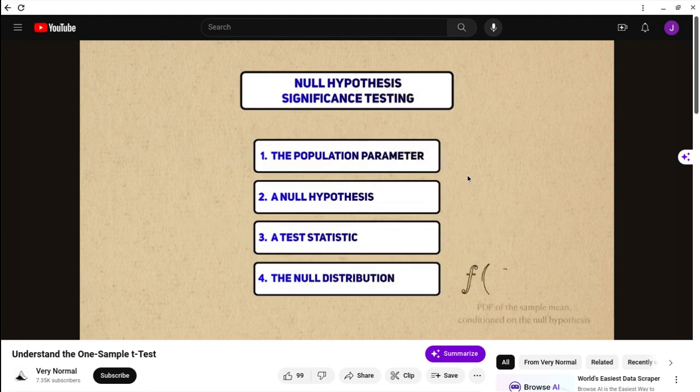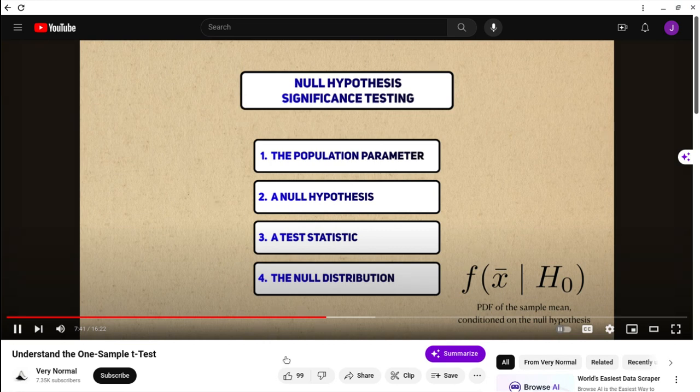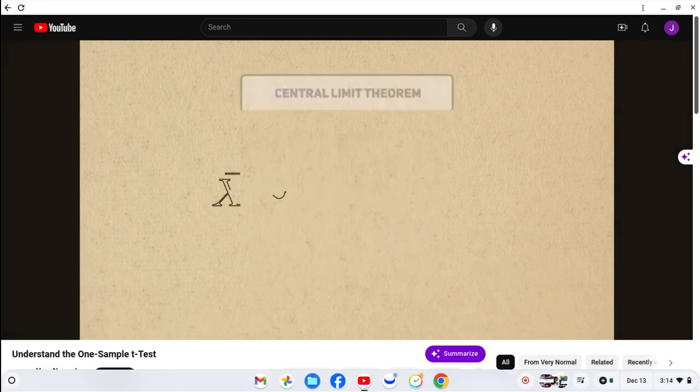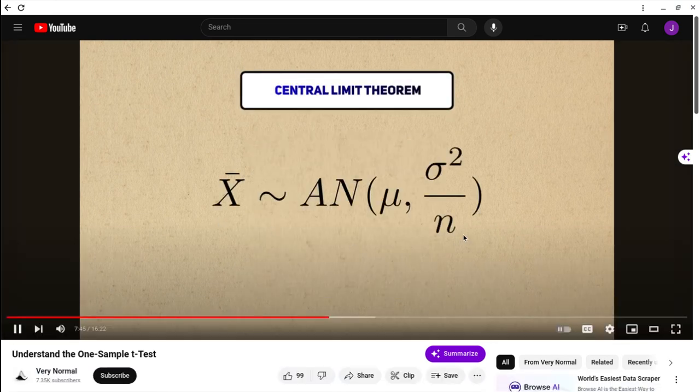The last ingredient we need is the sampling distribution of the sample mean. Since we need to figure out the null distribution, it's the same thing as the central limit theorem. If we collect a lot of data, then the distribution of the sample mean will be approximately normal, where its mean is the population mean and its variance is the population variance divided by the sample size.